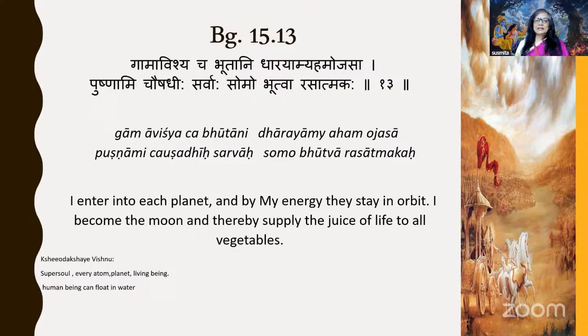Gama means planets, and avishya means enter. So what does Krishna do? He entered into each and every planet. Cha bhutani dharyam aham ojasa. Ojas means energy. Dharya means the planets are actually in the air. The planets are in the air because of his energy. And pushnami chaushadhi sarva. And what do I do?